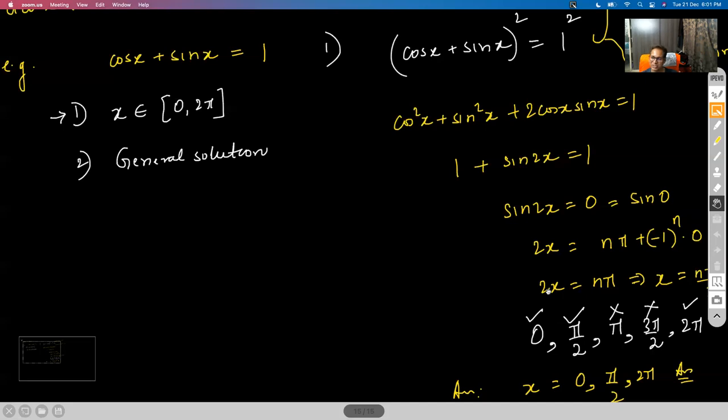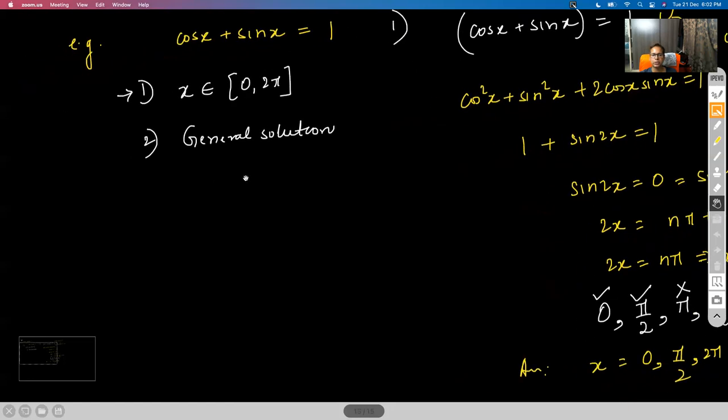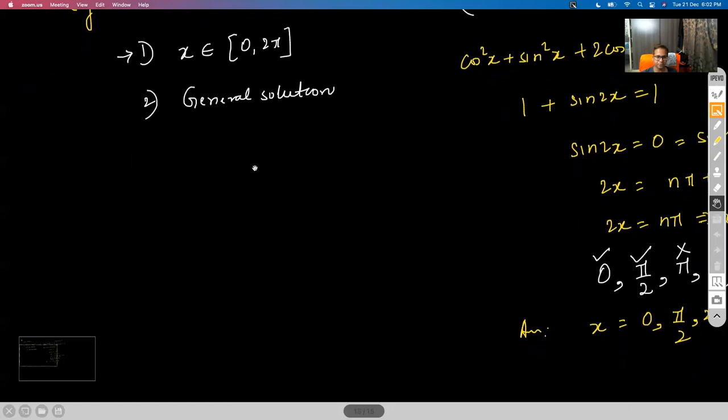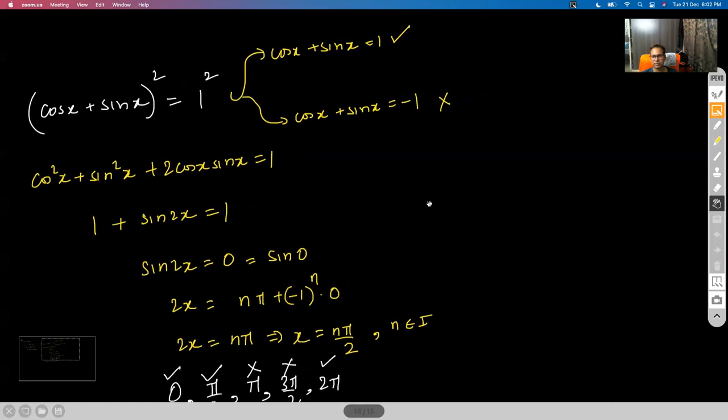Okay. So the same thing will happen in general solution also. In general solution, those stones, which are unwanted stuff, will be infinitely many in number. So why use this method? So the second solution that I'll be showing you, I will not square it. So what I'm going to do, see, very interesting. I'll go to the right side of the screen.